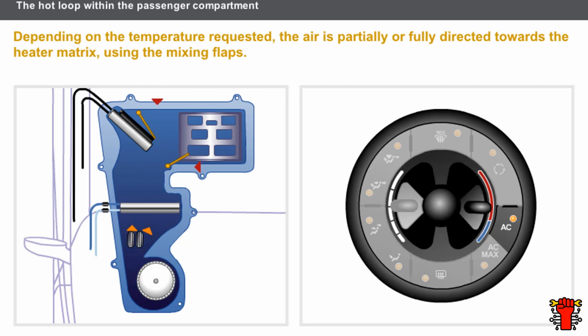If hot air is requested, the evaporator is at the same temperature as the incoming air. In this case, depending on the temperature requested, the air is partially or fully directed towards the heater matrix using the mixing flap. If the demisting function is requested, the air is dehydrated as it flows through the evaporator, then heated by the heater matrix.